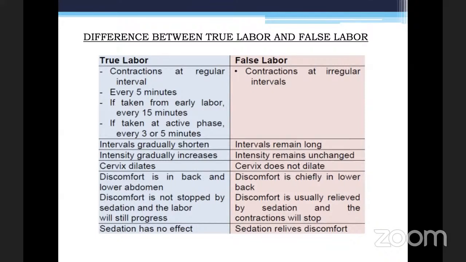In true labor there is discomfort in the back and lower abdomen, and in false labor, the discomfort is chiefly in the lower back. In true labor, discomfort is not stopped by sedation and the labor will still progress, whereas in false labor, discomfort is usually relieved by sedation and the contractions will eventually stop. Sedation has no effect in true labor, whereas in false labor, sedation would relieve the discomfort.